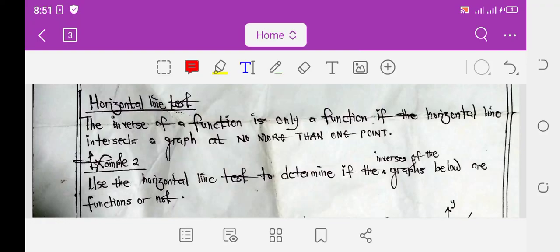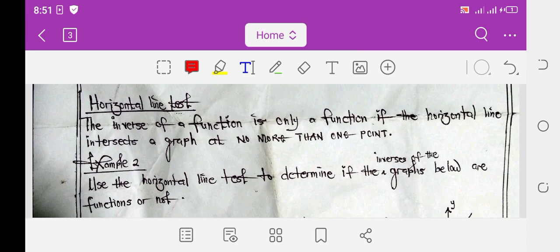Well, for the second part, we're going to determine if a given graph is a function or not. But of course, this time around, we're going to use the horizontal line test. Now, for the horizontal line test, you need to understand that for this case, we usually determine the inverse of a given function, if it is a function or not.